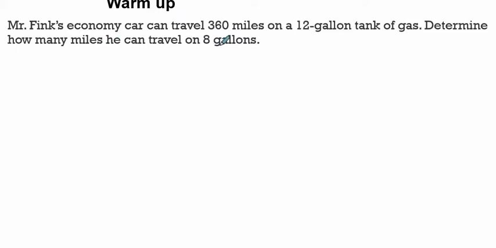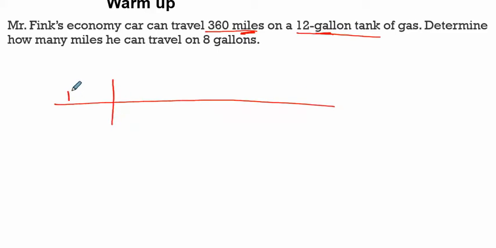So remember, when you do your ratio table, you have to figure out what we're comparing first. So go to the numbers. It's 360 miles in a 12-gallon tank of gas. So we're looking at miles and gallons. That's what we're looking at. So that's my ratio table. So we're looking at miles and gallons. Okay. So we've got 360 miles and 12 gallons.